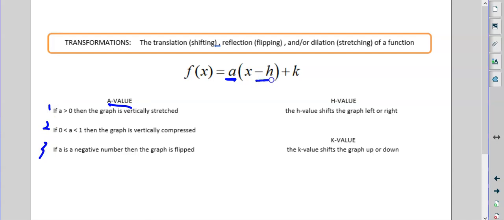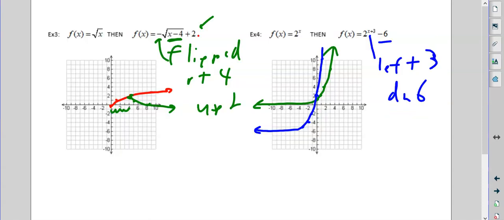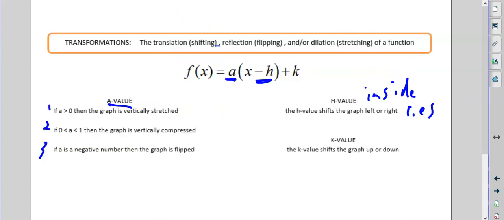The H value right here shifts it left and right. And we're going to learn this phrase, inside lies. So when you see -5, you think left, it's actually right. And when you see +2, you think right, but inside lies, so it's left. And if you look back here, you'll see that. This was a +3, but it moved left. This was a -4, but it moved right, and so forth and so on.